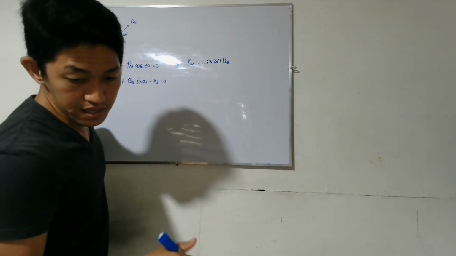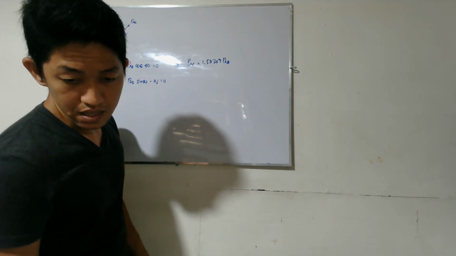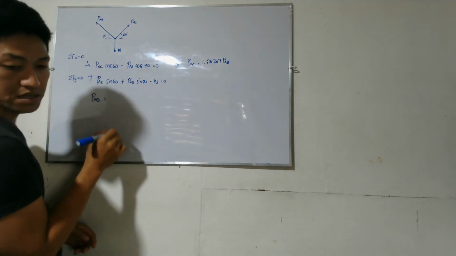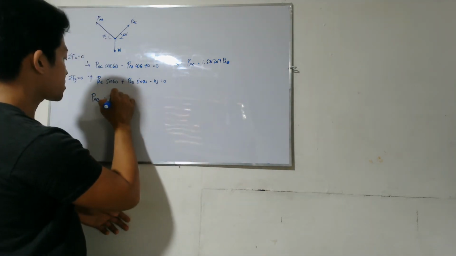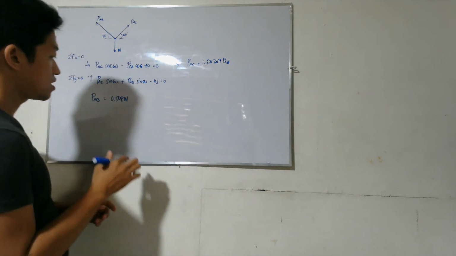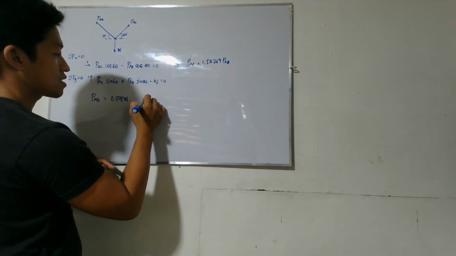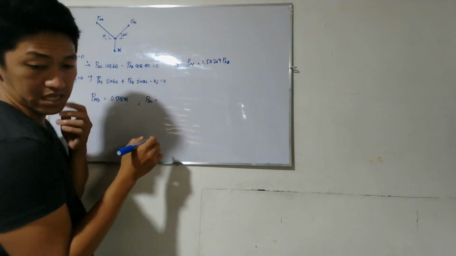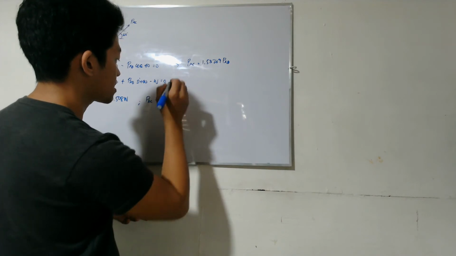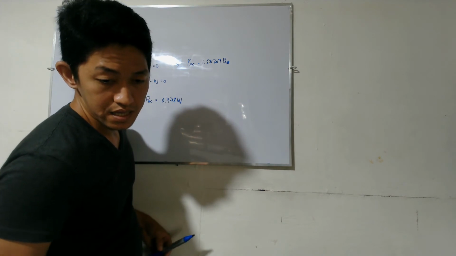Okay, so the equations would be in terms of W. So we'll get this one, PAB is equal to 0.508 W, and then when you substitute there, you will get PAC is equal to 0.778 W. Okay?